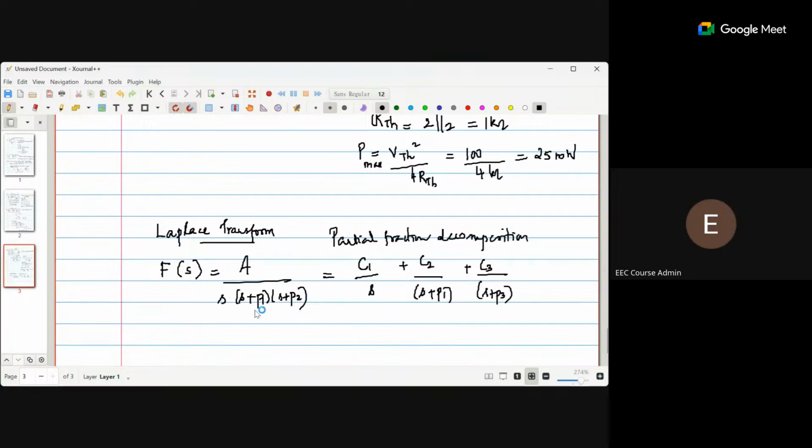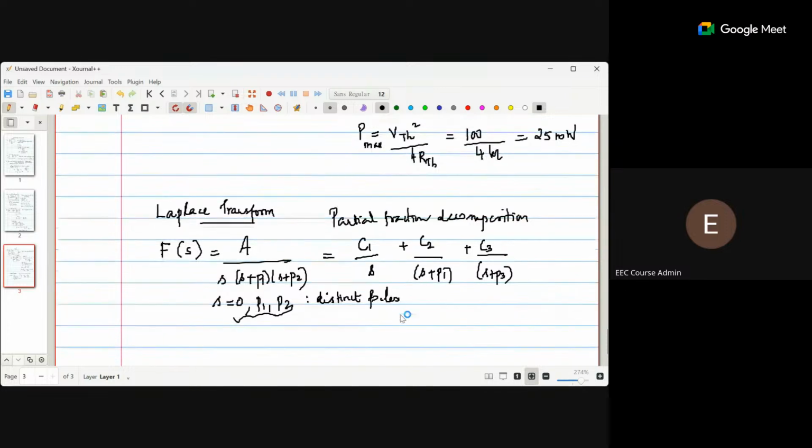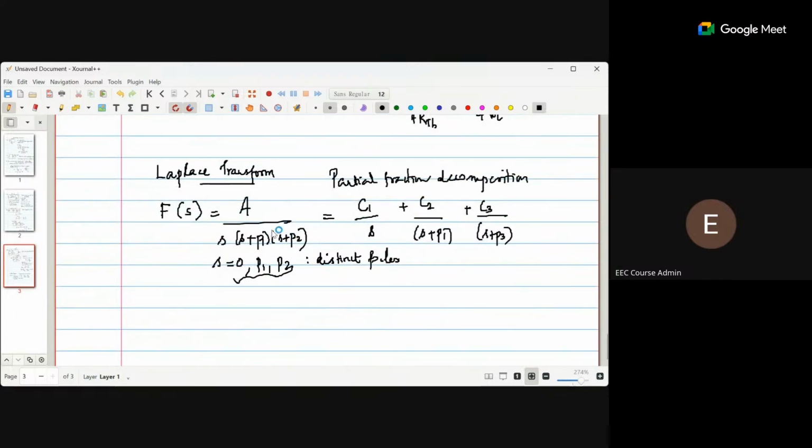So these are actually distinct poles. S equal to 0 is a pole, P1 and P2. So this is the case of distinct poles, and also of first order. Here we don't have that square term or something like this. So a typical transfer function is of this form.